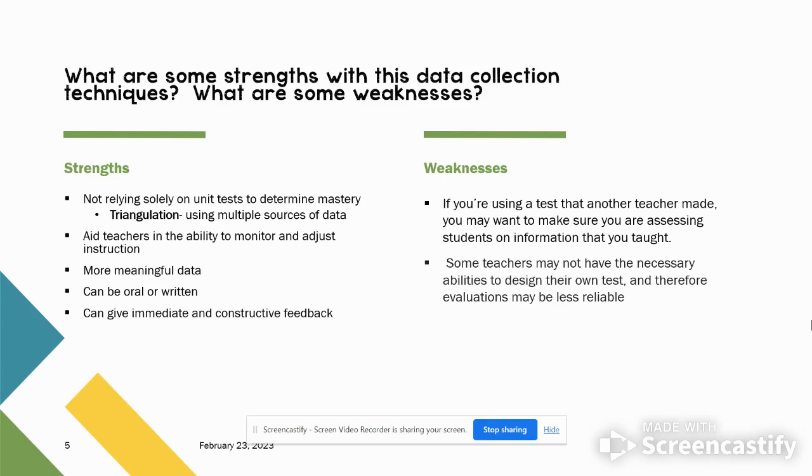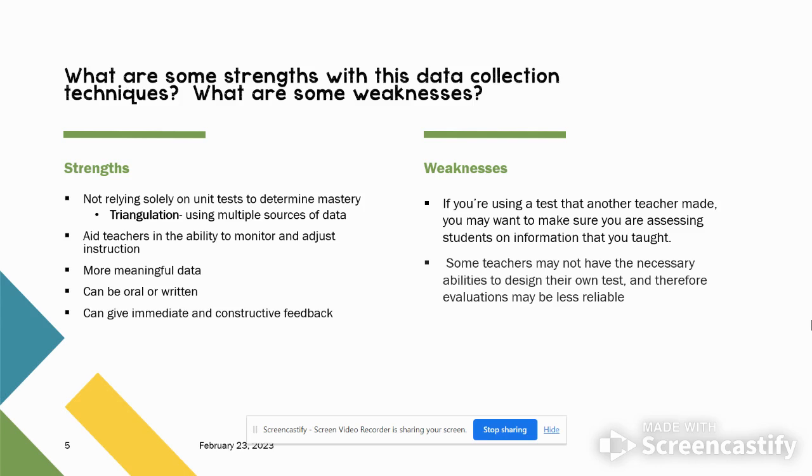Weaknesses. If you're using a test that another teacher made, whether it's your colleague at the same grade level, or a test that was made from someone off Teachers Pay Teachers, you really want to make sure that it is assessing your students on what you have taught them. Some teachers may not have the necessary abilities to design their own test, and therefore evaluations may be less reliable.